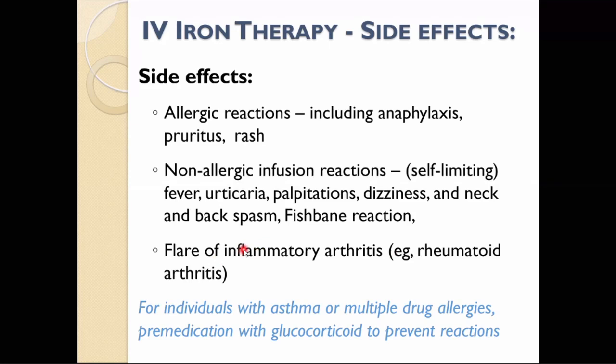It has also been reported that in patients with inflammatory arthritis, like rheumatoid arthritis, they can develop a flare, right? Usually we need not pre-medicate anybody who doesn't have any history of allergies. But if a person has asthma or multiple drug allergies, it's always good to pre-medicate with a steroid like hydrocortisone 200 milligrams, about 30 minutes before the infusion, to prevent any allergic reactions when you're giving IV iron.